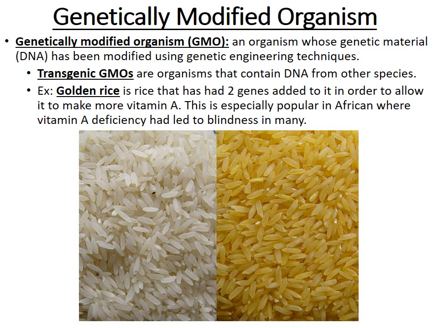Another really cool example of a transgenic organism is golden rice. Golden rice has genes added to it, two genes actually, that allow the rice to produce more vitamin A. The reason we're doing that is because in African countries, many children were going blind because they had vitamin A deficiency. There just wasn't enough vitamin A in their food. But now that this golden rice has been created, the rice that these people eat has a lot more vitamin A, and it prevents that vitamin A deficiency blindness.